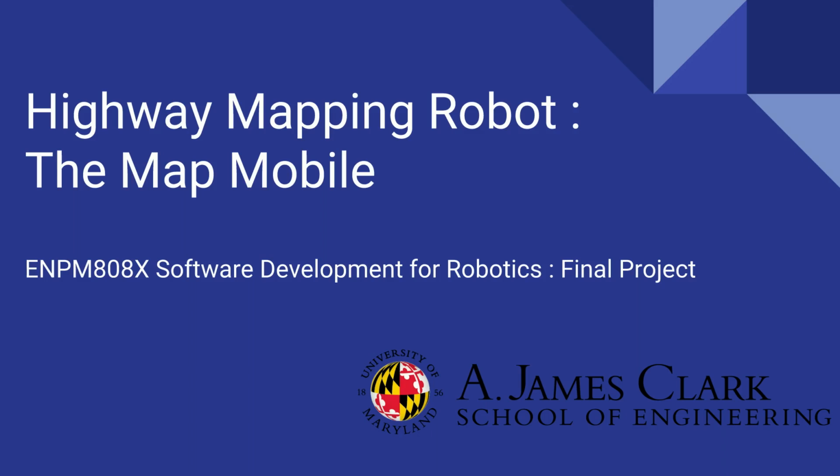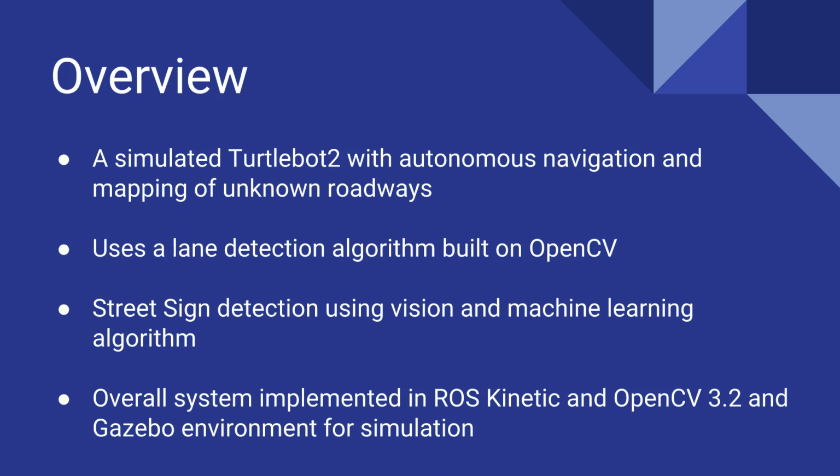Highway Mapping Robot, the Mapmobile. This is the final project for the course ANPM 808X Software Development for Robotics. Overview of the project. A Turtlebot 2 is simulated that autonomously navigates around unknown roadways and maps it.